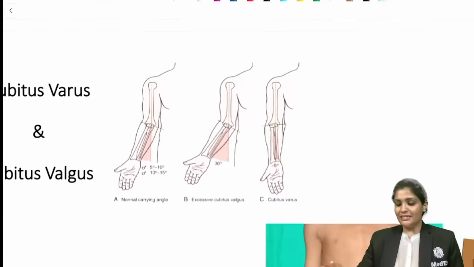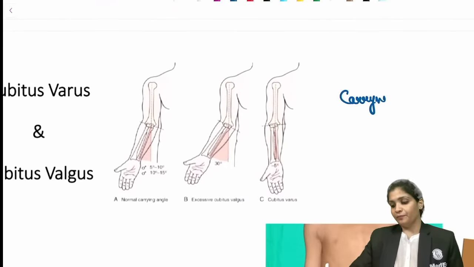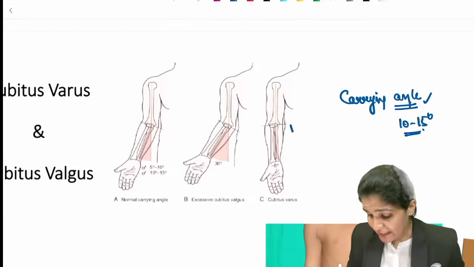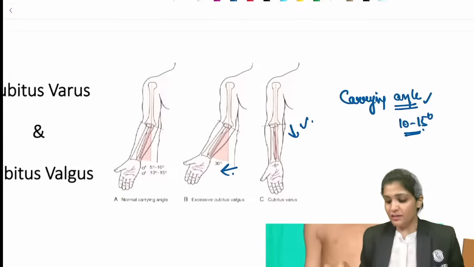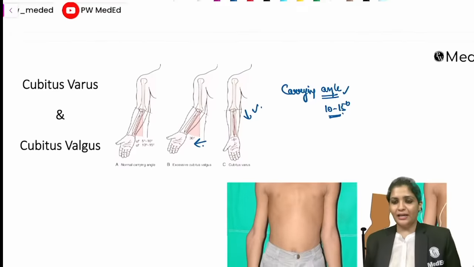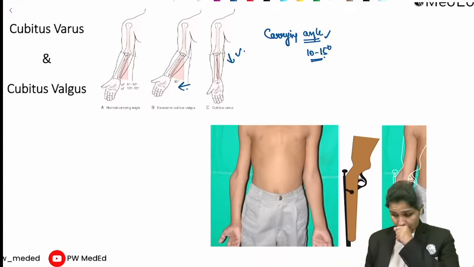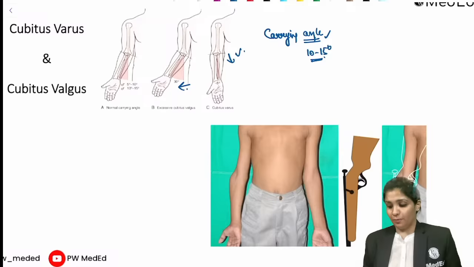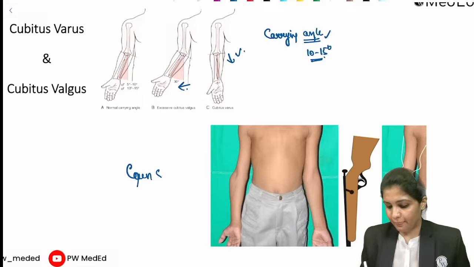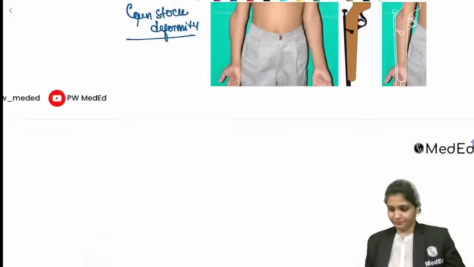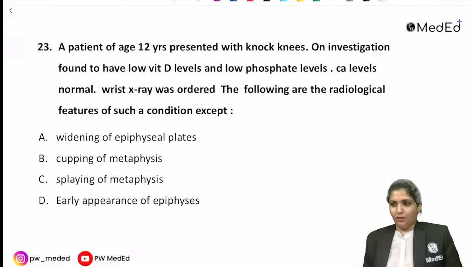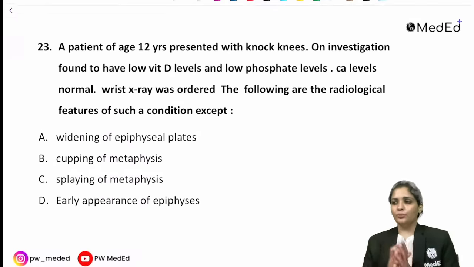So what is this varus and valgus? It is the carrying angle of the elbow. It is usually somewhere around 10 to 15 degrees. So if the angle is reduced, it is cubitus varus. If it is increased, it is cubitus valgus. So that is cubitus varus and valgus, right? And in cubitus varus, you can see this gun stock deformity. This is called your gun stock deformity, right? Cubitus varus. So that is the fractures or injuries around the elbow, right?